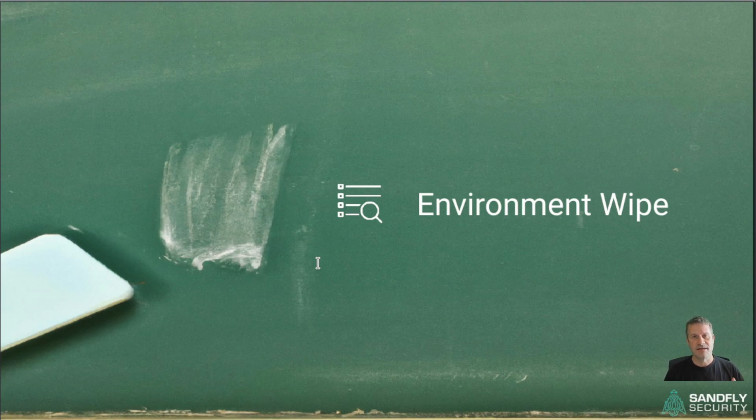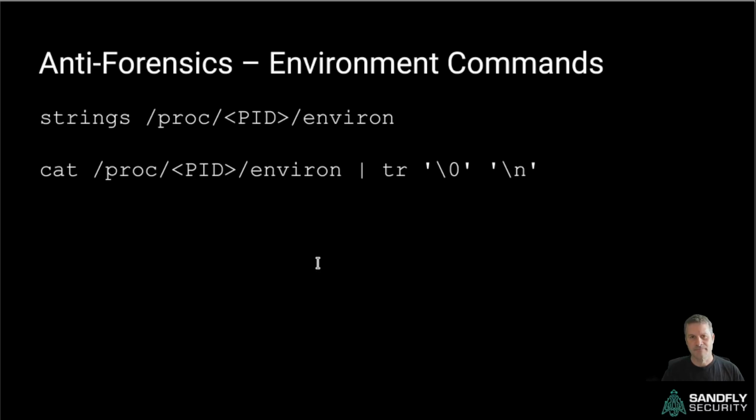Now, let me show you an example of what I mean by environment. The environment on a process can be investigated very, very easily. What this means is that when a process starts, it has all the environment variables that the shell had when it began. We can use the strings command on /proc/<process ID>/environ, or the secondary command if you don't trust the strings command.